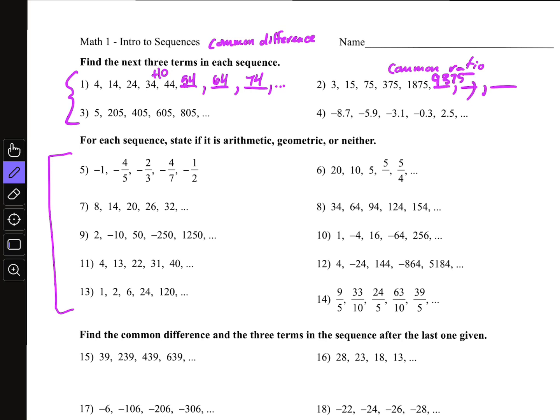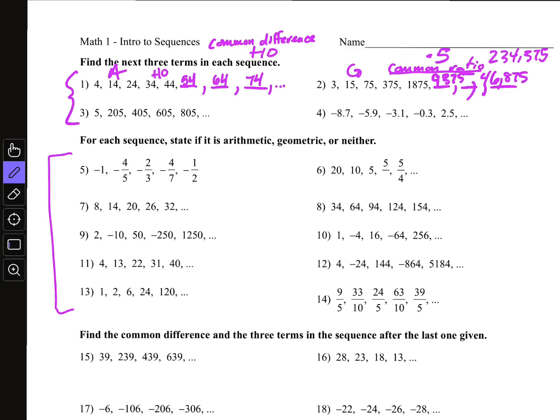And my blanks weren't nearly long enough, were they? Times that by 5, we get 46,875. Times that by 5, and we get 234,375. Okay, so obviously number 1 is going to be arithmetic, number 2 geometric. Found my common ratio, multiplying by 5, and common difference, adding 10.